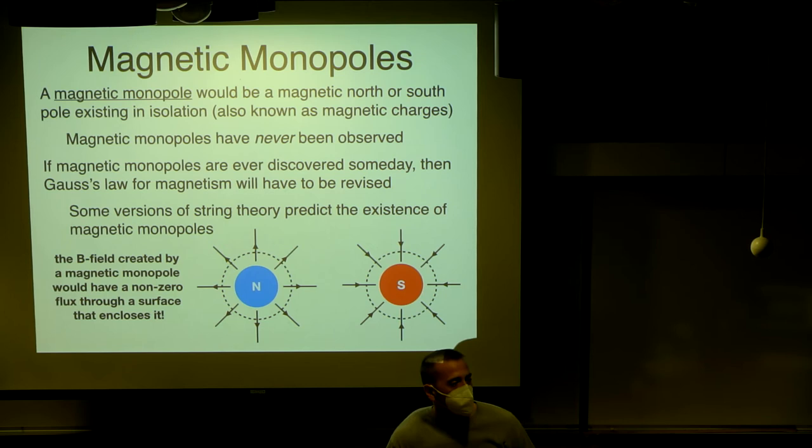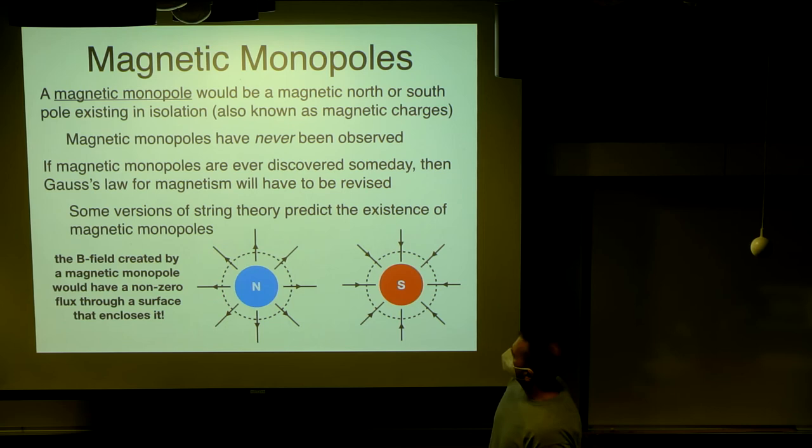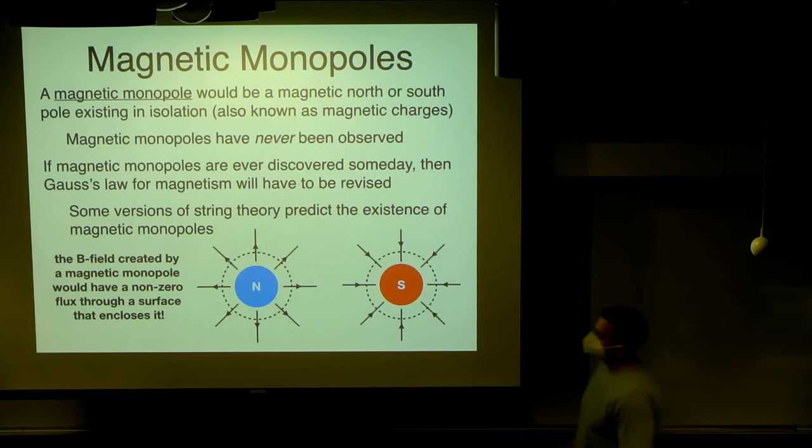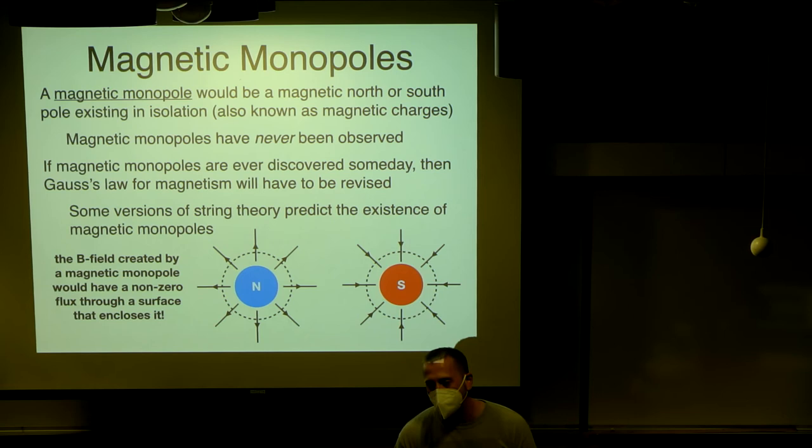However, you always have to be open to revising the equations, right? Maybe some new evidence will come along that says these monopoles do exist. If that's the case, we're actually going to have to revise the equation for Gauss's law for magnetism. There are some really weird, exotic theories out there that say maybe monopoles should exist, like string theory, for example. But again, conventional thinking is these things don't exist. We've never seen them before. They probably don't exist. Okay?